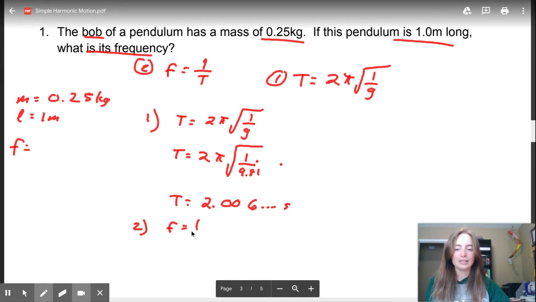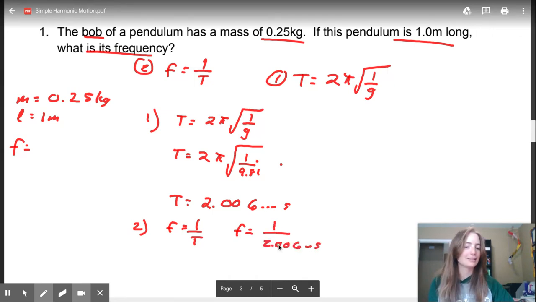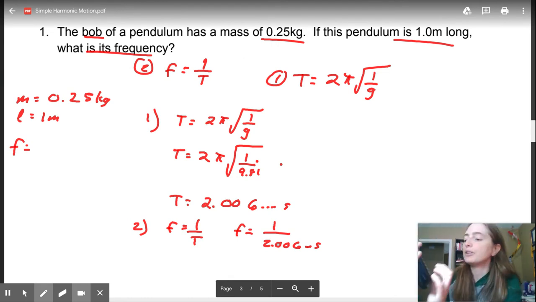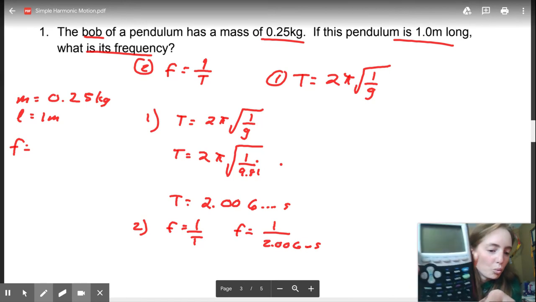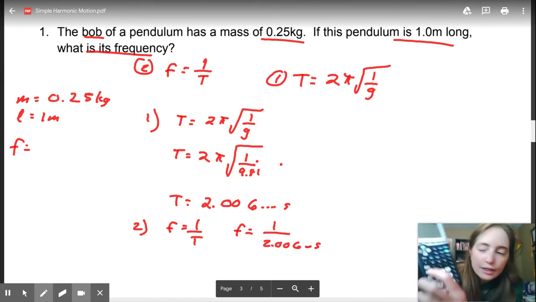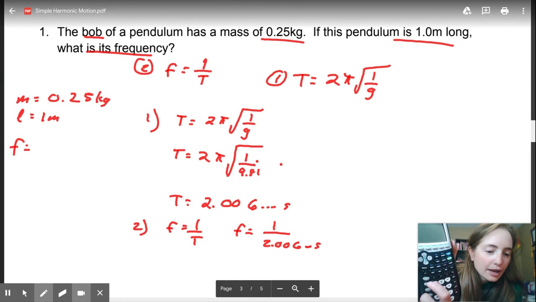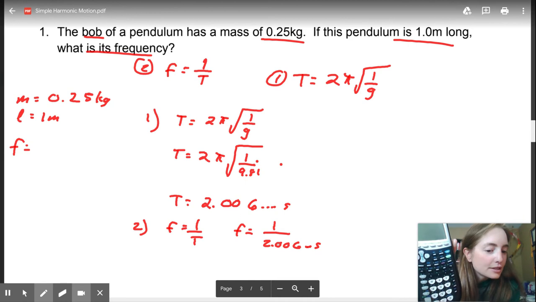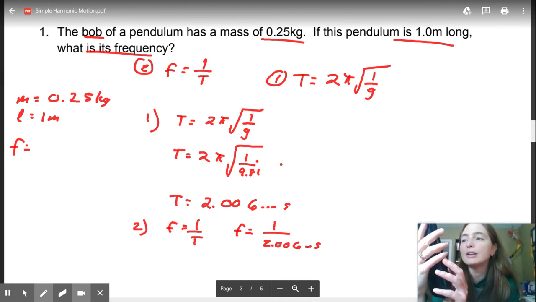The frequency is equal to the inverse of the period. So the frequency is 1 over 2.006... seconds. I want to show you guys a trick. For your calculator, you've got a couple of different options. You could 100% go 1 divided by your second answer. You're 100% welcome to do that.